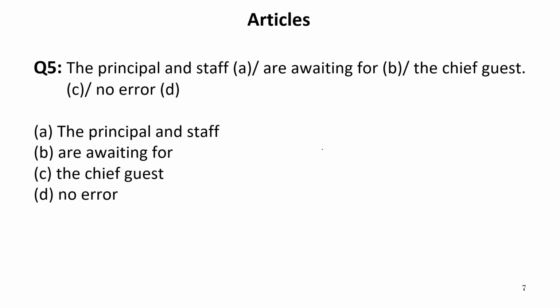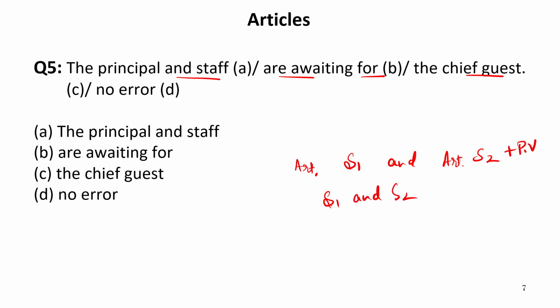Now, let us move to the next one. The principal and staff are awaiting for the chief guest. Now, there are two rules, subject 1 and subject 2. If we have an article before both the subjects, for example, "a" and "the", we use a plural verb. But if subject 1 and subject 2 are there and an article is used only before subject 1, we use the singular form of the verb. Now, according to these rules, let us see the sentence.